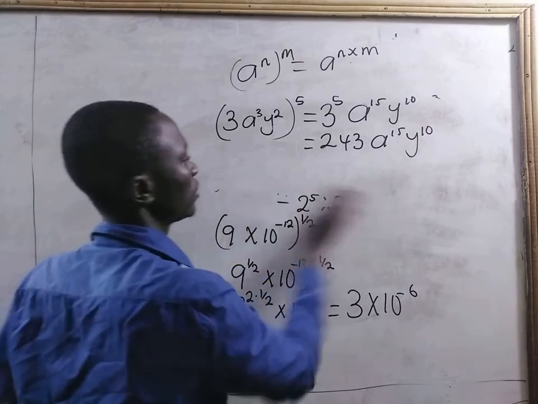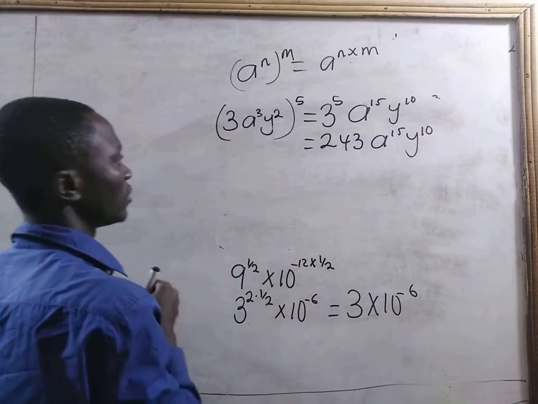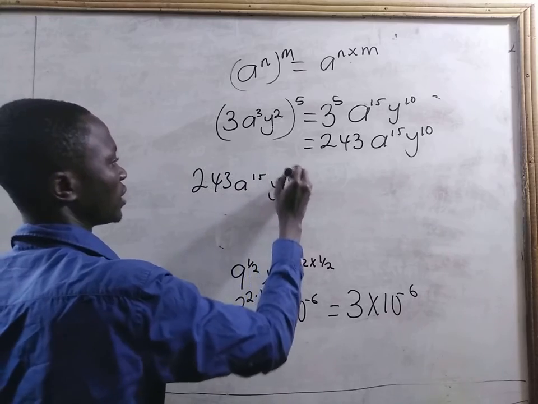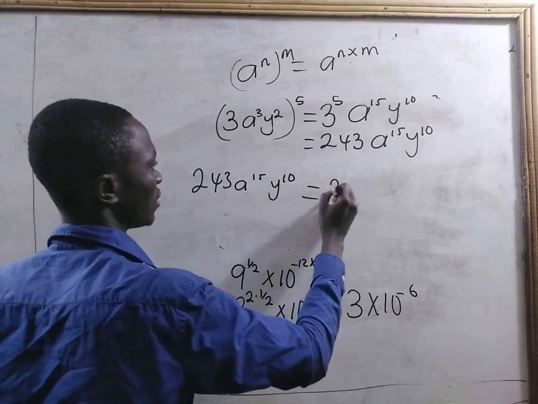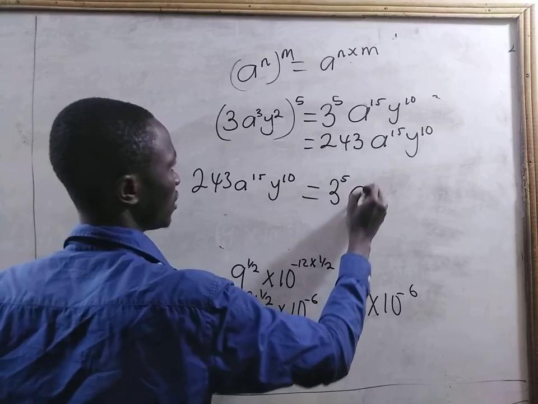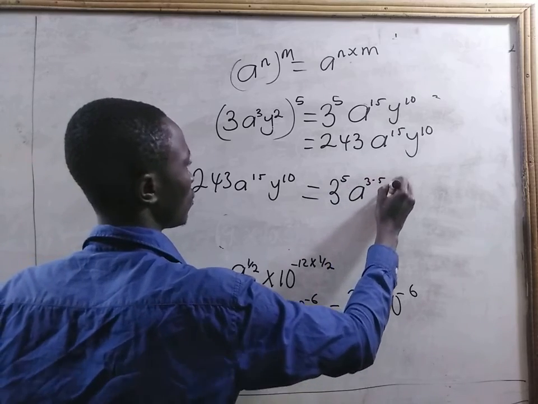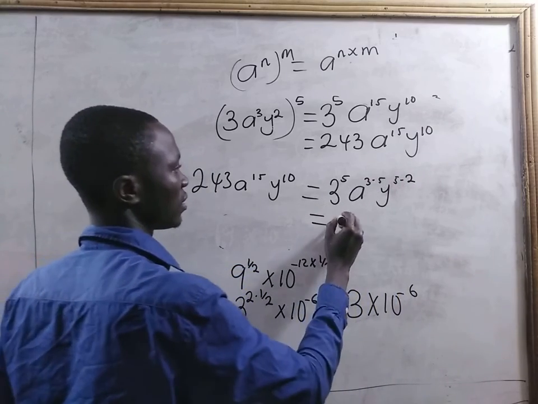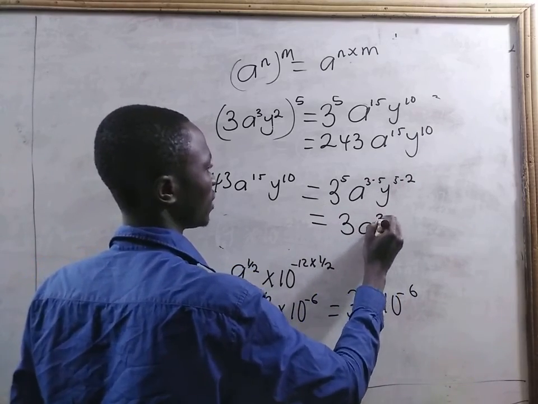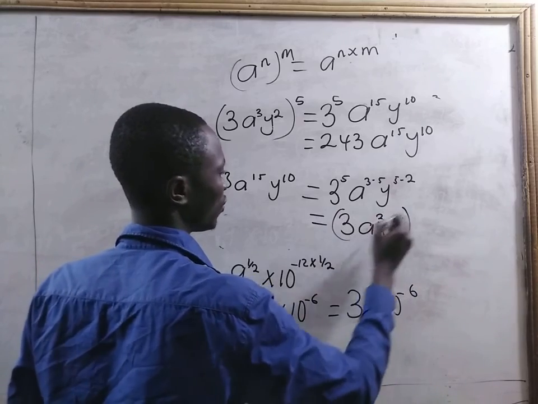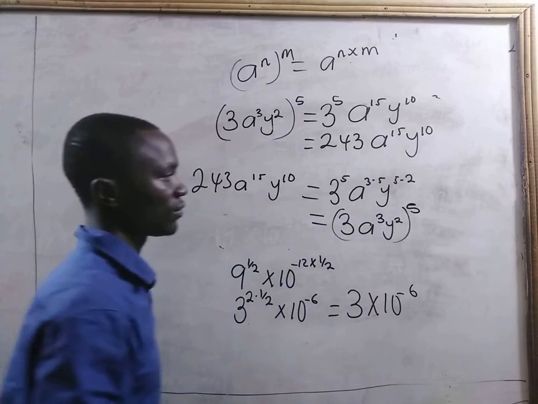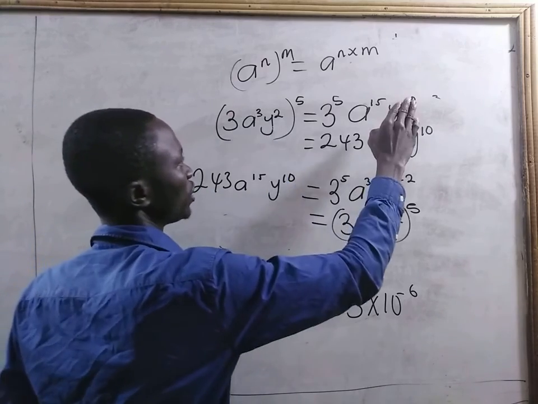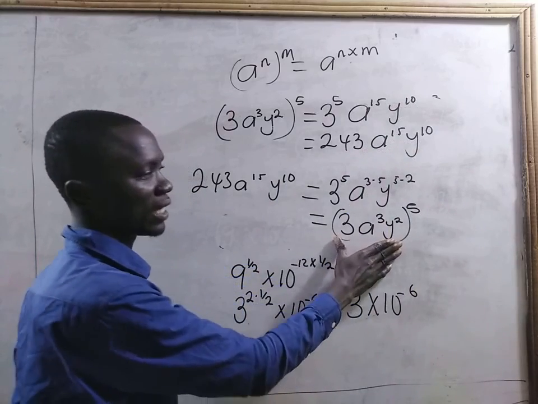You can also take 243, a exponent 15, y exponent 10, and then write it as 3 exponent 5, a exponent 3 times 5, y exponent 5 times 2. And this will give us 3 a to the power 3, y to the power 2, all to the exponent 5. Then we factorize the 5 out. So whether we are moving this way, or we have this and we are sending it back here.